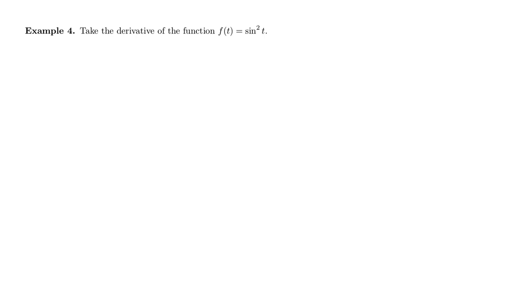Alrighty, so we'll do one more example. Here we want to take the derivative of the function f of t equals sine squared t. At first, this seems a little tricky because you're kind of composing the function t squared with sine t. But the way to do this is to write it out: what does sine squared t really mean? It really means sine of t times sine of t. So this is actually a product of two functions, so we want to use the product rule again.